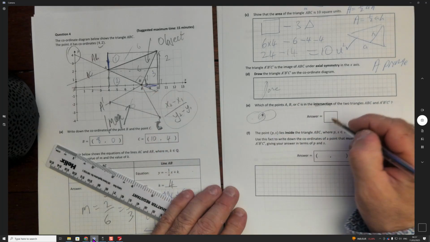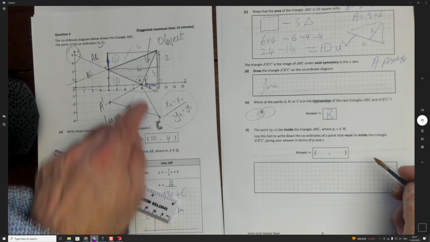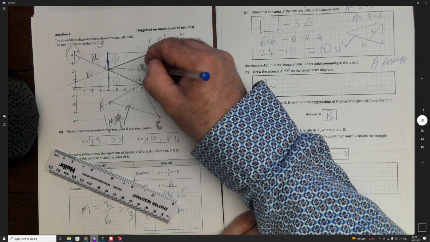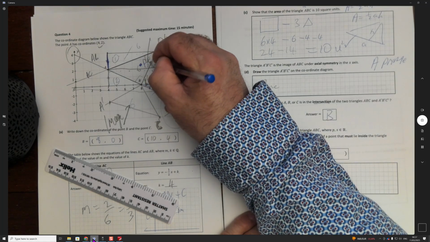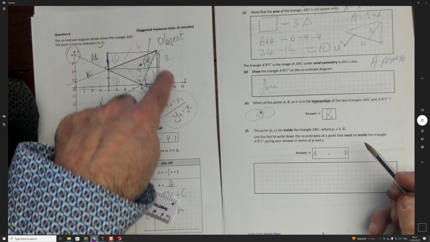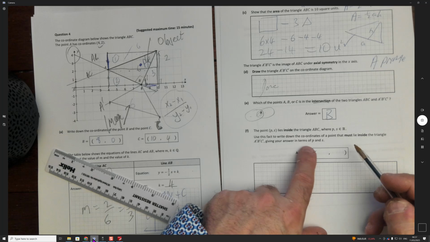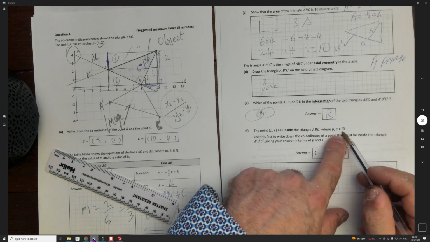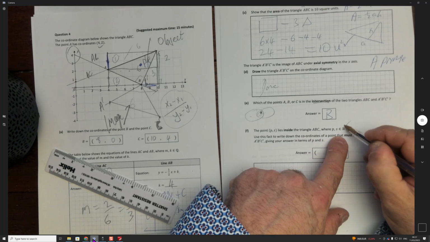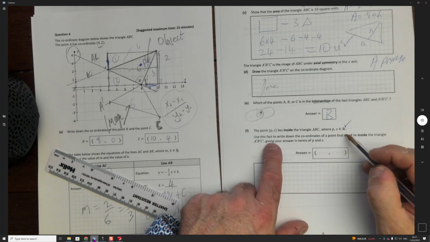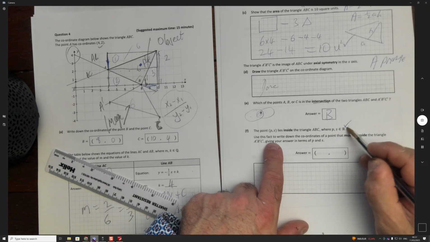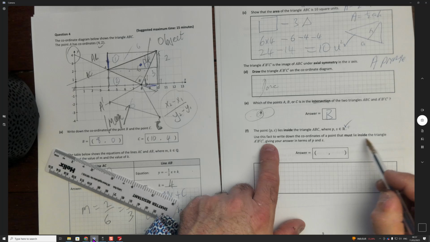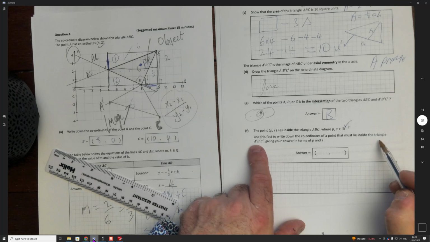And it's called B, okay, because B is in both triangles. Now the point P, S lies inside this triangle here. So there's some point, any point in here, it's a variable point that has to be within the restricted zone, but it's variables P and S. It lies inside, where P and S are real numbers. That's great. Okay, that is absolutely true that they are real numbers. They could have been called positive real numbers, but that doesn't matter. Use this fact to write down the coordinates of a point that must lie inside the triangle.